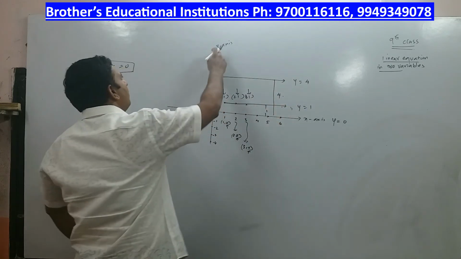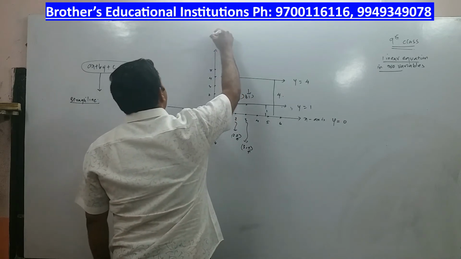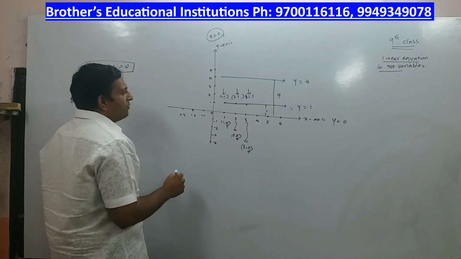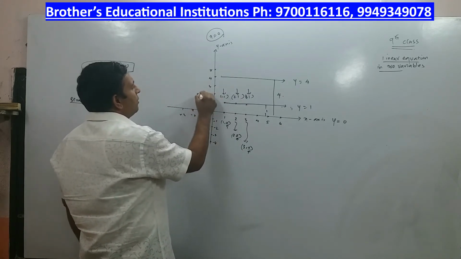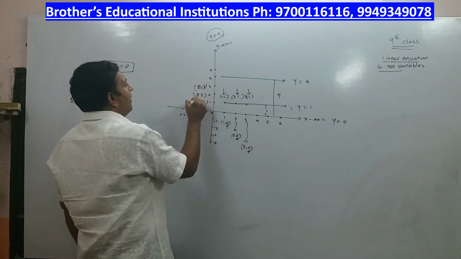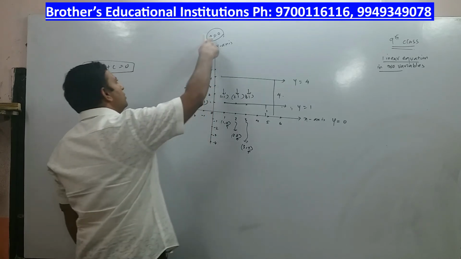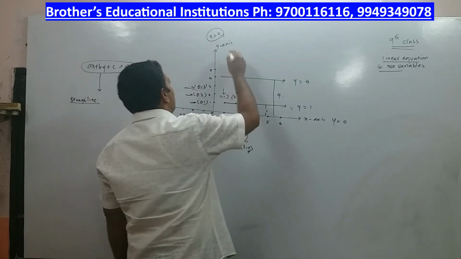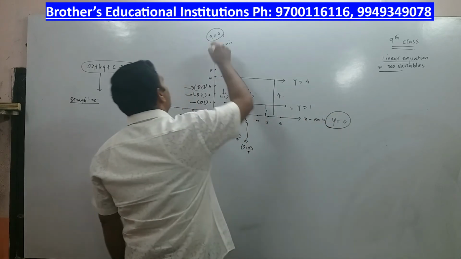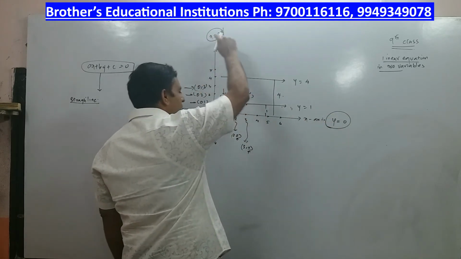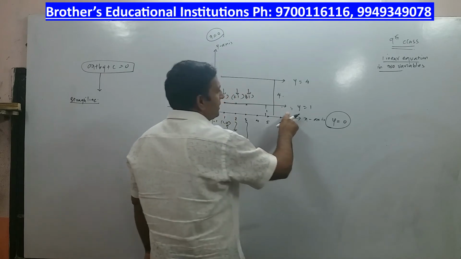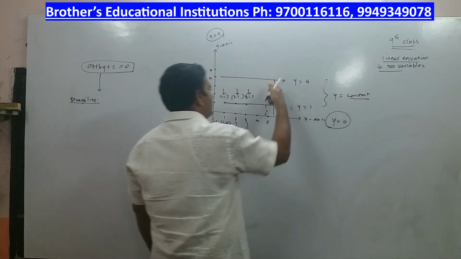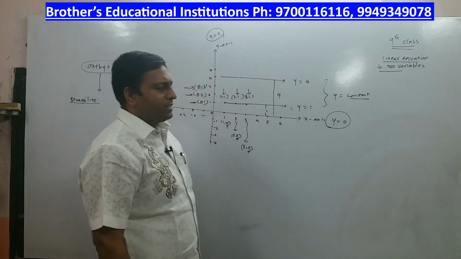In a similar fashion, what is the equation of y-axis? Equation of y-axis is x is equal to 0, because any point on y-axis is of the form (0, 1), (0, 2), (0, 3). Everywhere the x coordinate is 0. So therefore, you will say the equation of y-axis is x is equal to 0. Keep that in mind. Equation of x-axis, y is equal to 0. Equation of y-axis, x is equal to 0. Equation of any line parallel to x-axis is y is equal to constant, and this constant signifies the distance of this line from x-axis.